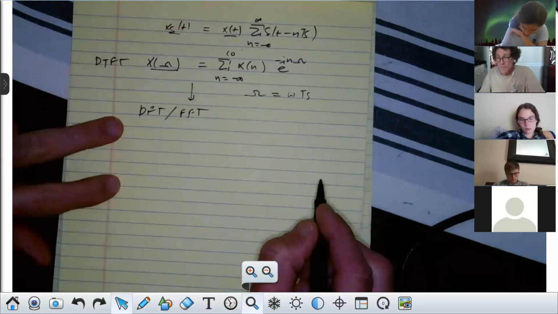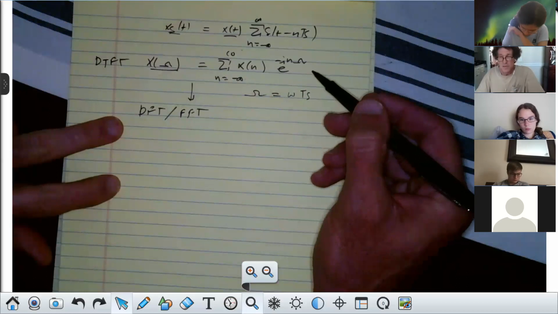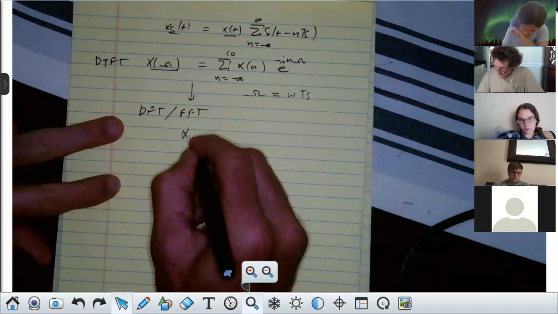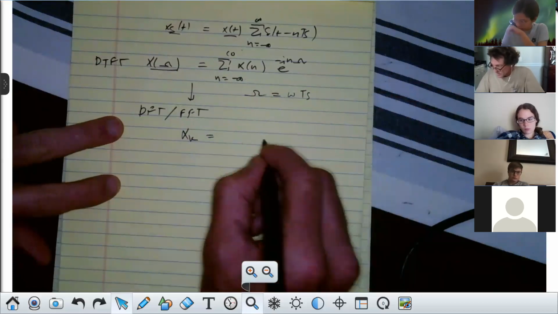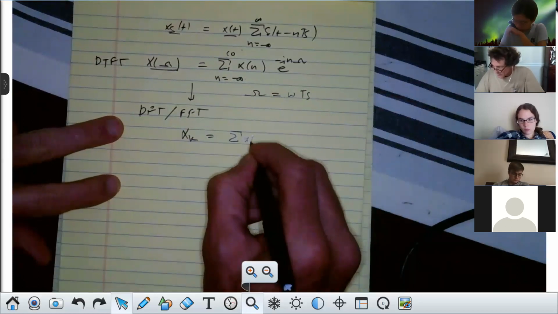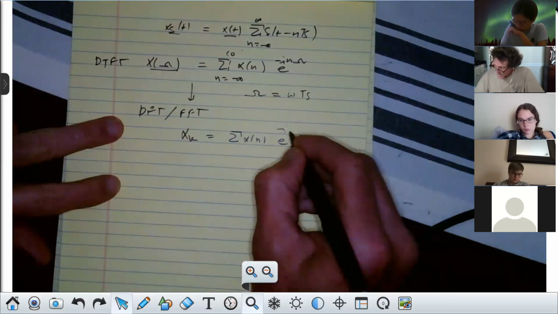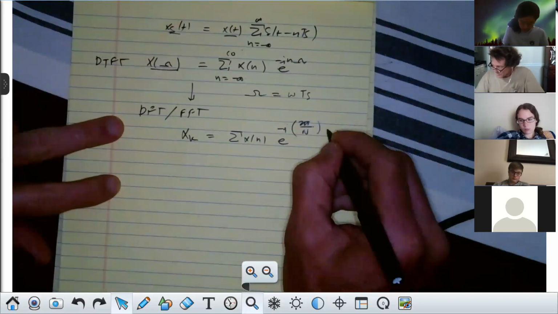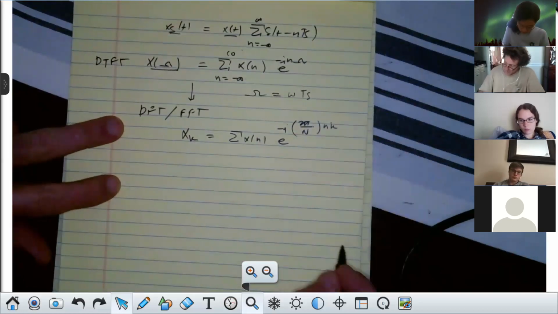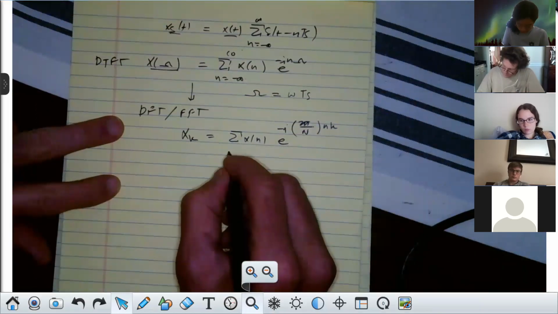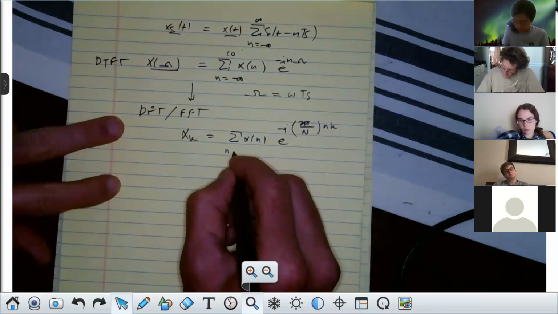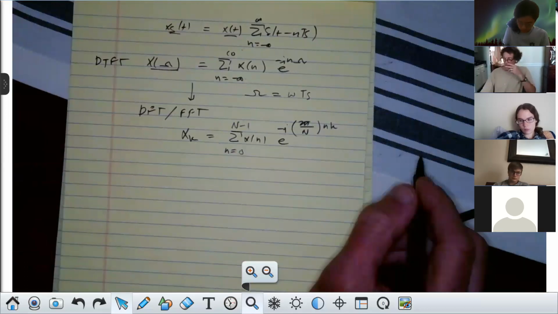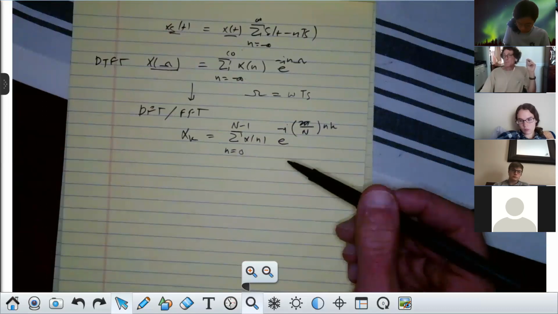And when we did that, and there are inverse operations to everything I'm showing you, I'm not doing them right now. But this brings down to what? Then you get an X of k, equal to a summation of x of n times e to the minus j 2 pi over N, where N is the total number of points, times n times k, where n goes from 0 to N minus 1. And that's the DTFT. Do y'all remember that?